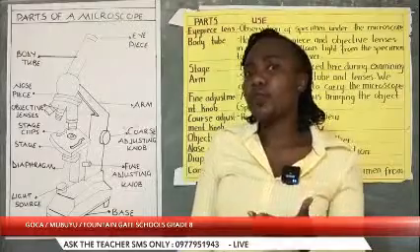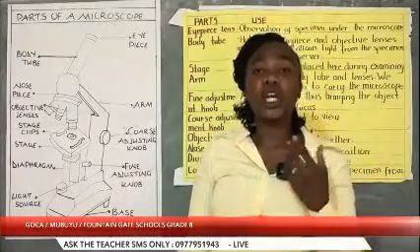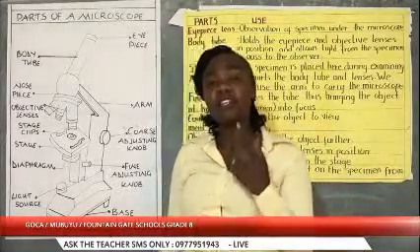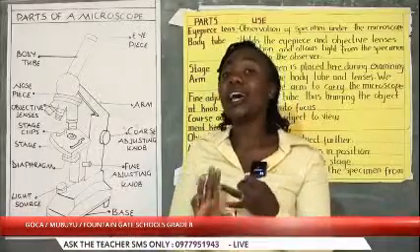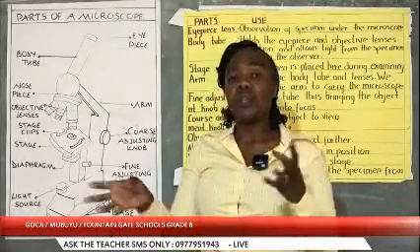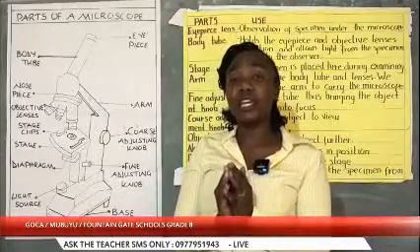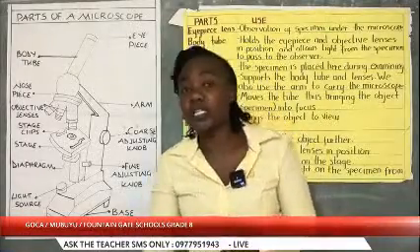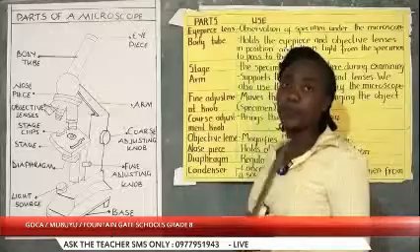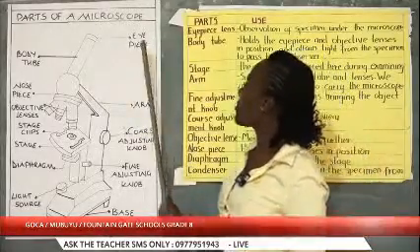Good examples of these objects that you cannot see with your naked eyes, I've given an example of a plant cell and an animal cell. You cannot see the parts that are found there with your naked eyes, but not until you use what? A microscope. Okay, so let us look at the diagram here.